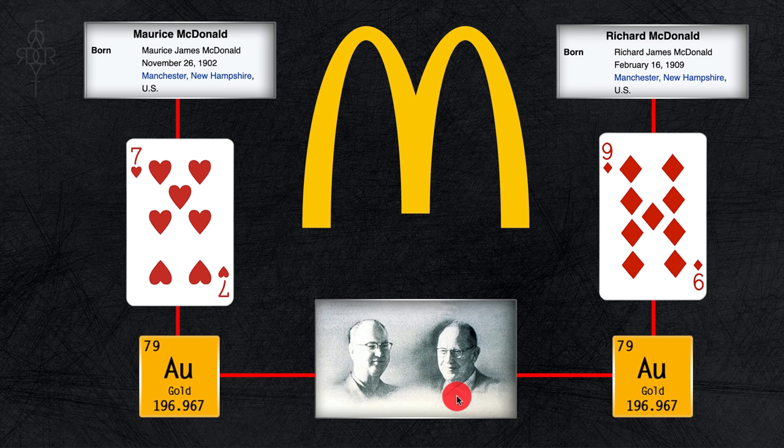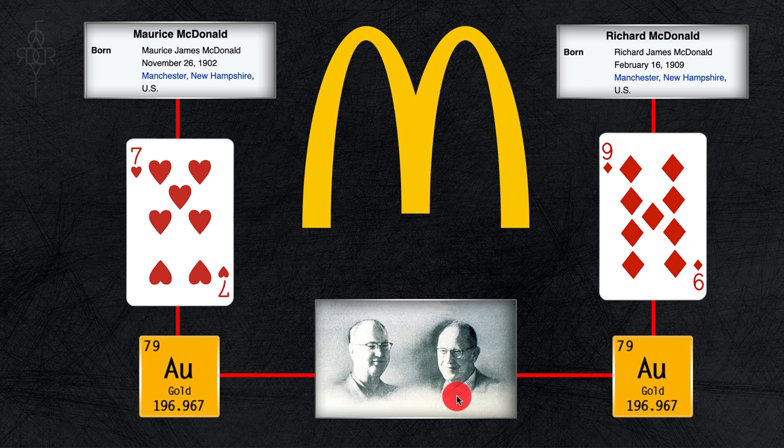The McDonald brothers, Maurice and Richard. It wasn't Ray Kroc. He was the businessman that kind of bought them out and brought it to the fame that it was. But it was these two guys, Maurice and Richard. And then, of course, I'm going to break down their birthdays, absolutely, and I'm going to match it up with the cards of illumination.